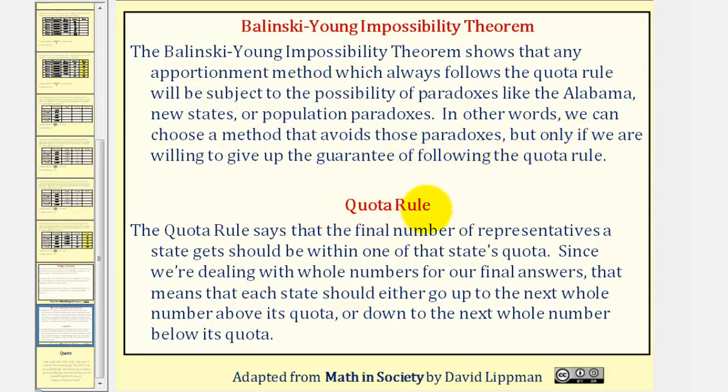And we've already covered the quota rule, but here it is again. The quota rule says that the final number of representatives a state gets should be within one of that state's quota. Since we're dealing with whole numbers for our final answers, that means that each state should either go up to the next whole number above its quota or go down to the next whole number below its quota.